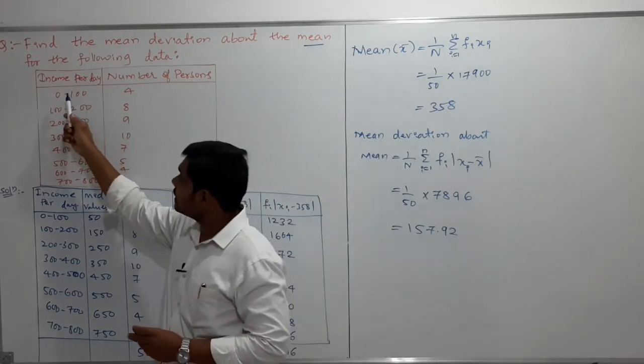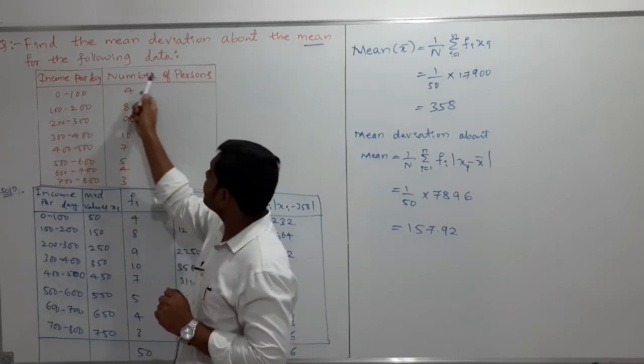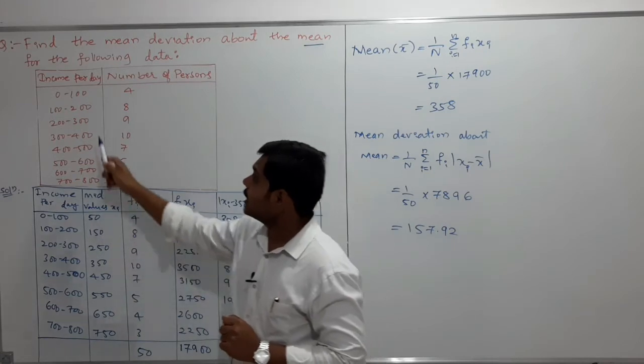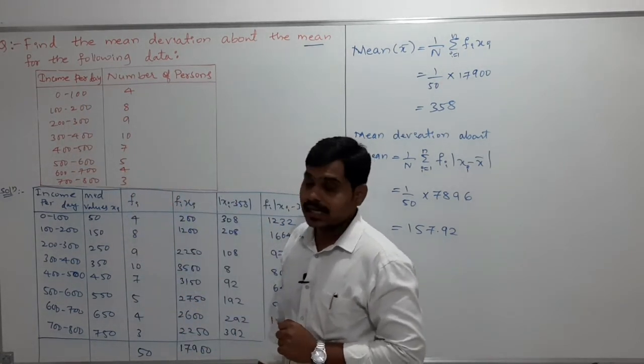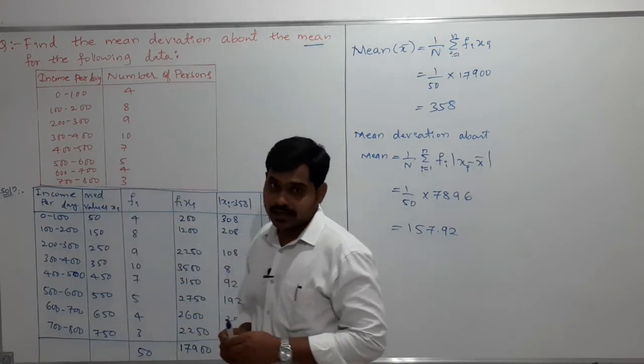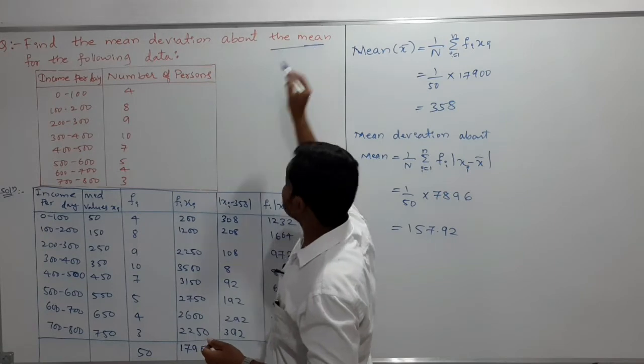They have given you the data here. This is grouped data. Income per day is 0 to 100 and the number of persons is 4, and for income per day 100 to 200, the number of persons is 8. So like this, this is the given data, my dear students. By using this we should calculate the mean deviation about the mean.